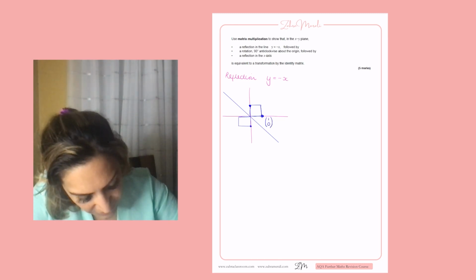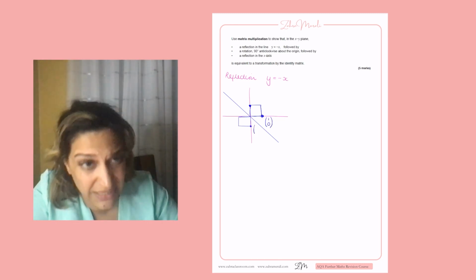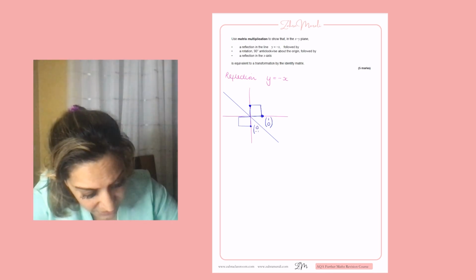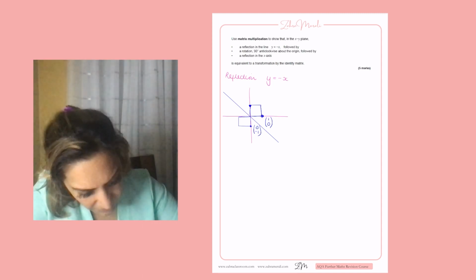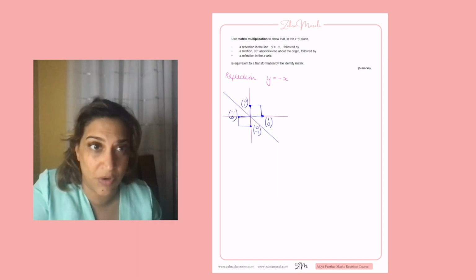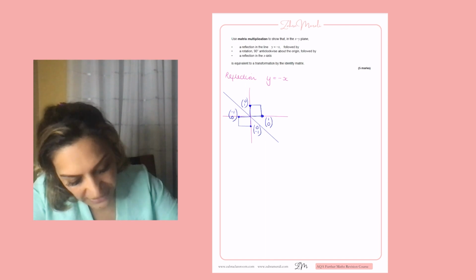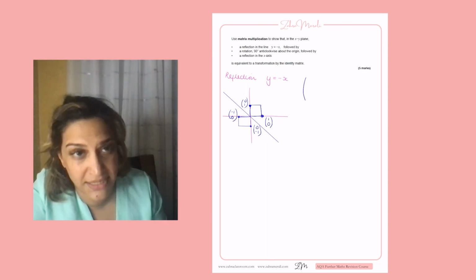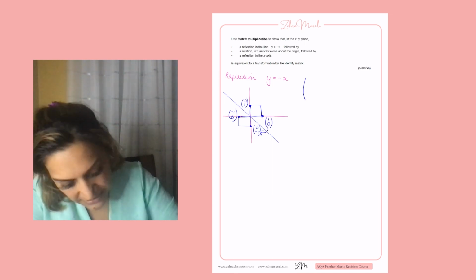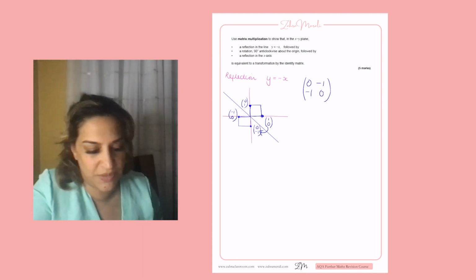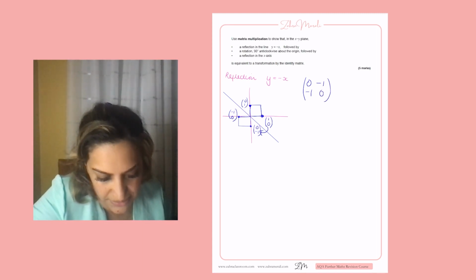And it goes down here, and what's happening to it? It's becoming 0, minus 1. Think of it almost like a coordinate. And this point here, which is 0, 1, is going here and becomes minus 1, 0. So actually, the reflection in the line y equals minus x results in a matrix where this becomes this, so that goes here, and this one goes here. So that's your reflection in y equals minus x.